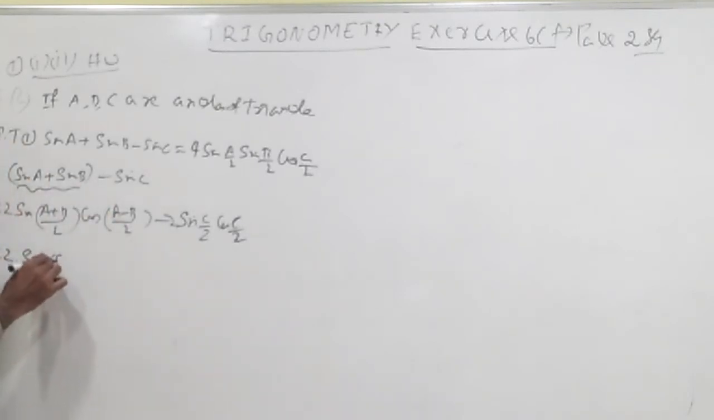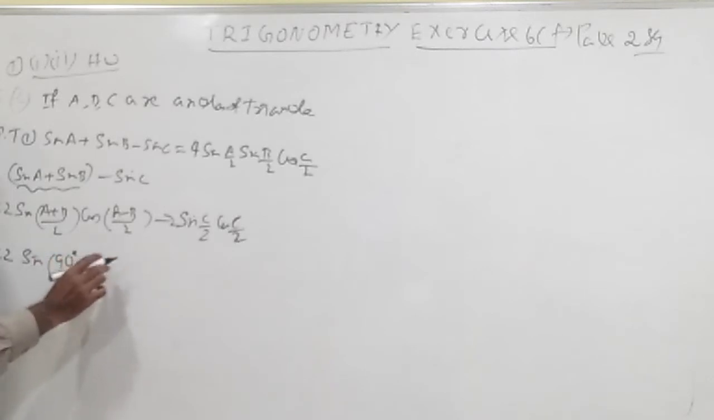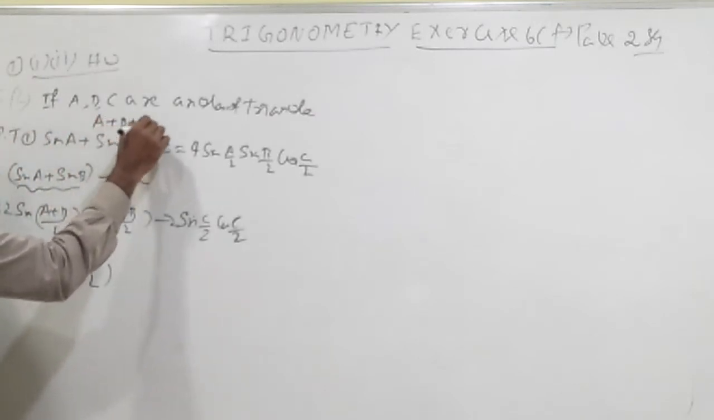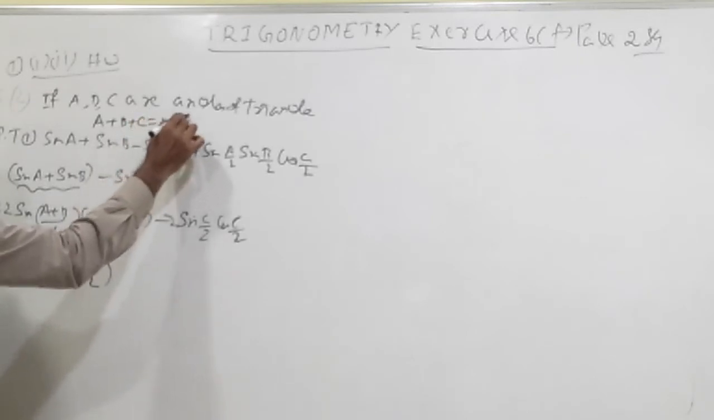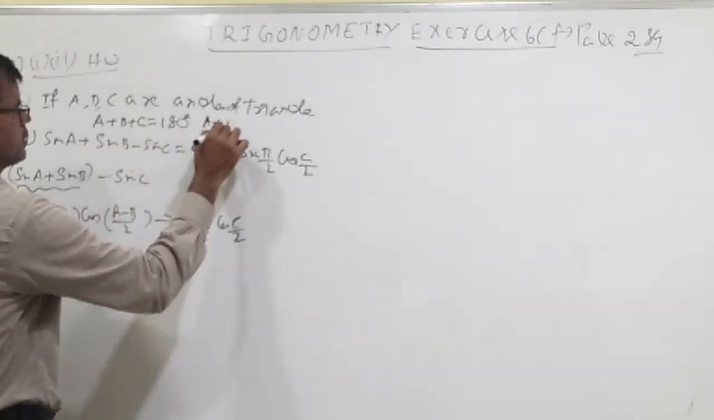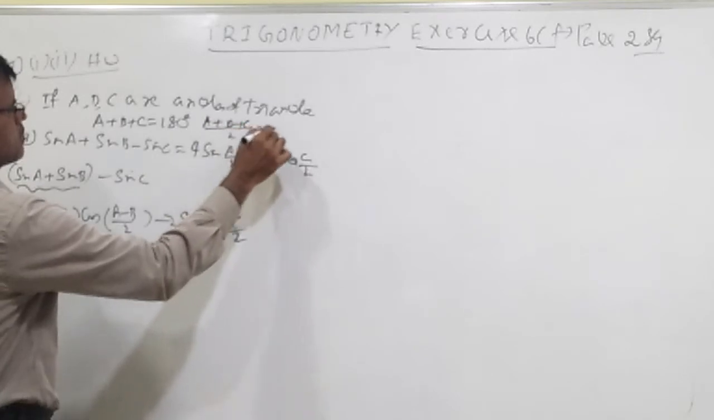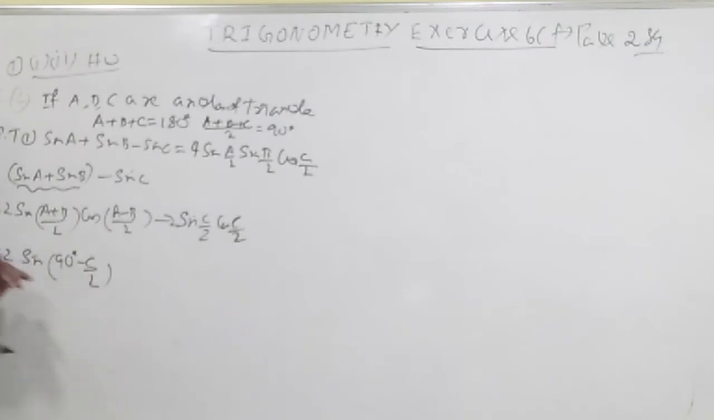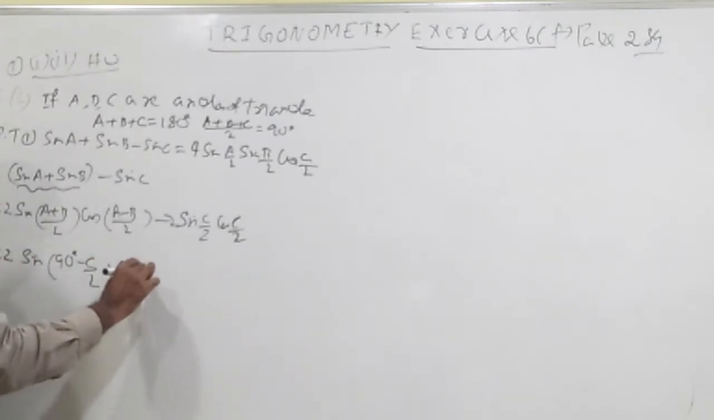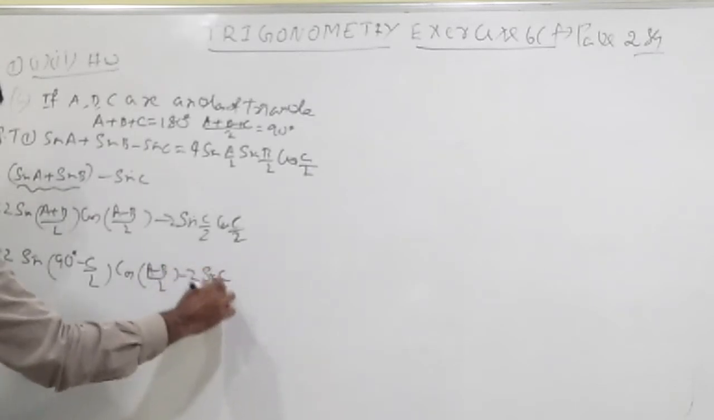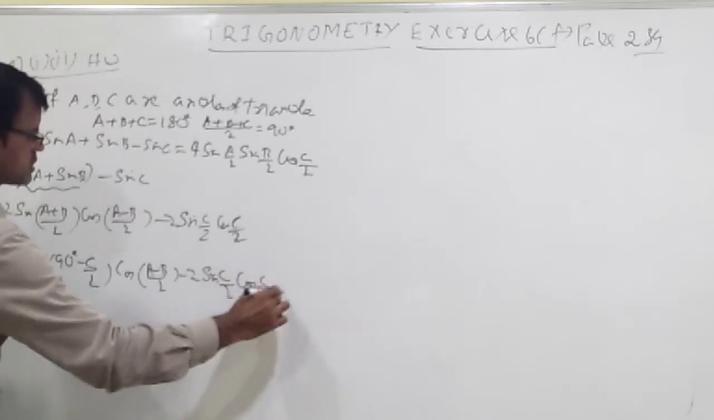Now you can write 2 sin (90 degrees minus C by 2), because we are given that A, B, C are angles of a triangle. Whenever A, B, C are angles of a triangle, we know that the sum of angles in any triangle is 180 degrees. A plus B plus C is equal to 180, so (A plus B plus C) by 2 is equal to 180 by 2, which becomes 90 degrees. Instead of (A plus B) by 2, now we can write 90 minus C by 2, into cos of (A minus B) by 2, minus 2 sin C by 2 cos C by 2.